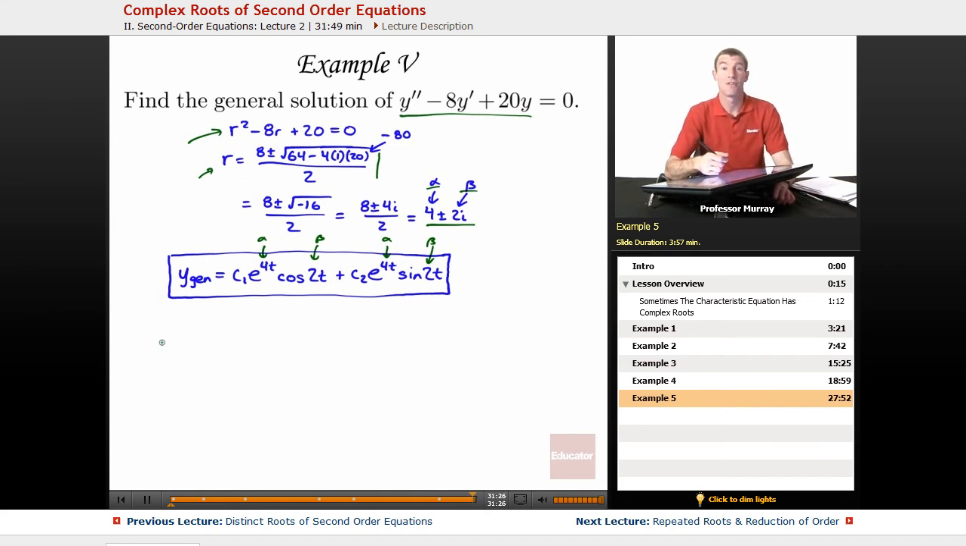So that's the end of our lecture on complex roots to the characteristic equation when you have second order equations. We'll move on in a later lecture and study what happens when you have multiple roots, when you have repeated roots to the characteristic equation. So that'll be the next in our series of lectures on differential equations.